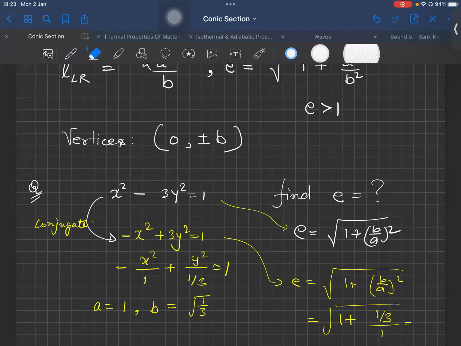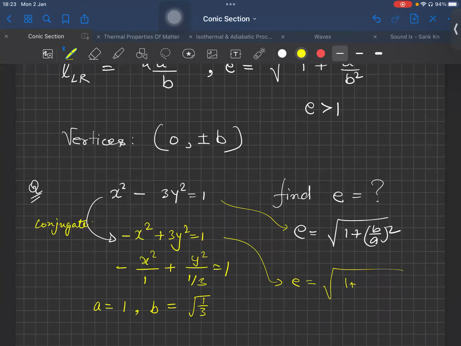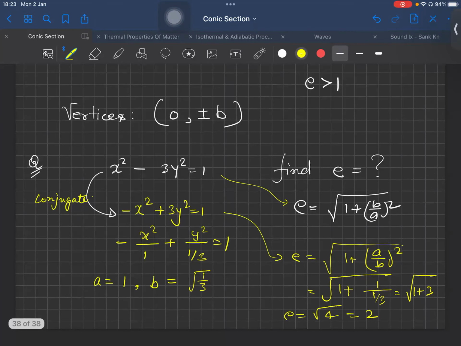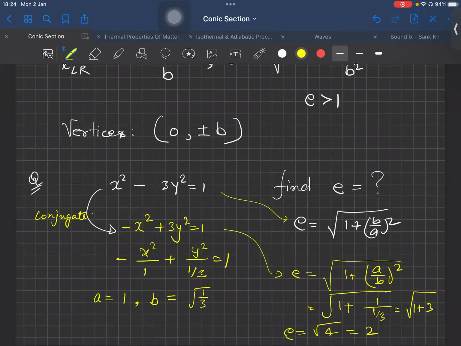Sorry, A upon B, no, sorry. A upon B it is. This will be A upon B whole square. So this you will get square root of 1 plus A square is 1, B square is 1 upon 3. That means 1 upon 3. That means square root of 1 plus 3, square root of 4, that is equal to 2. So eccentricity of this hyperbola will be equal to 2. Conjugate of this hyperbola is 2.